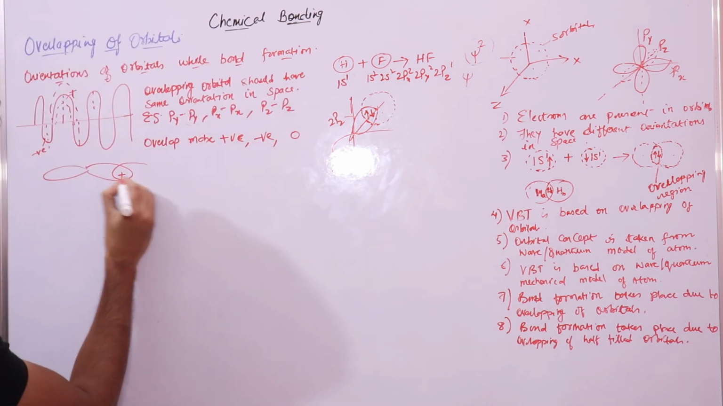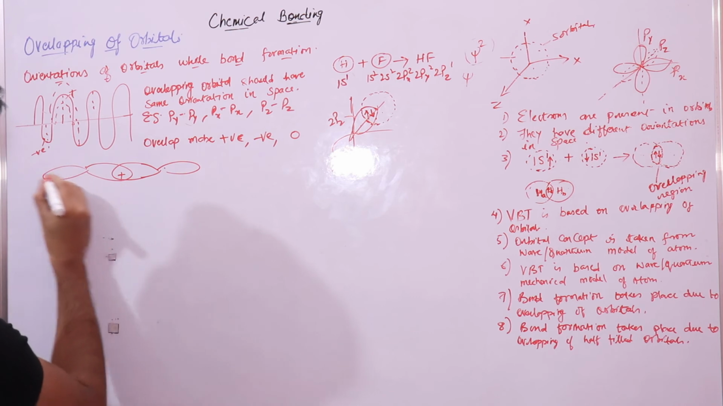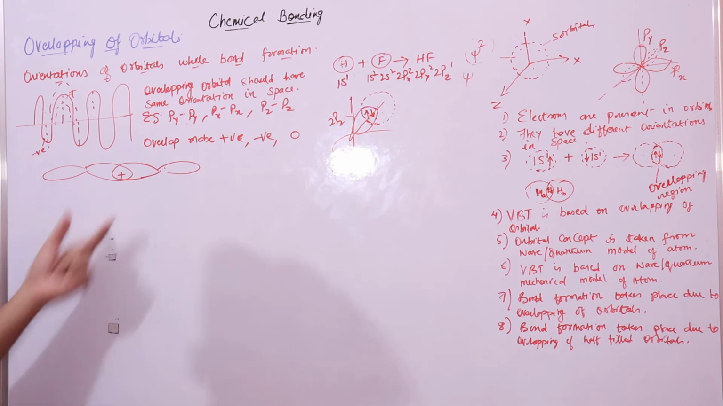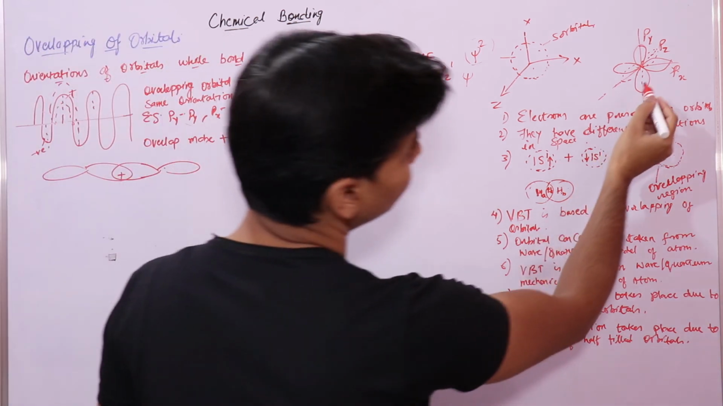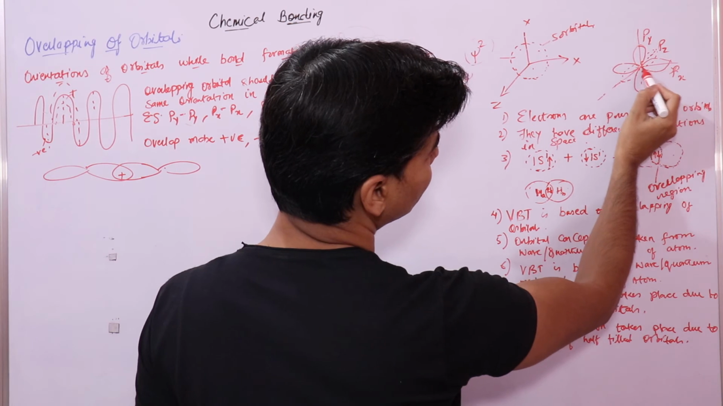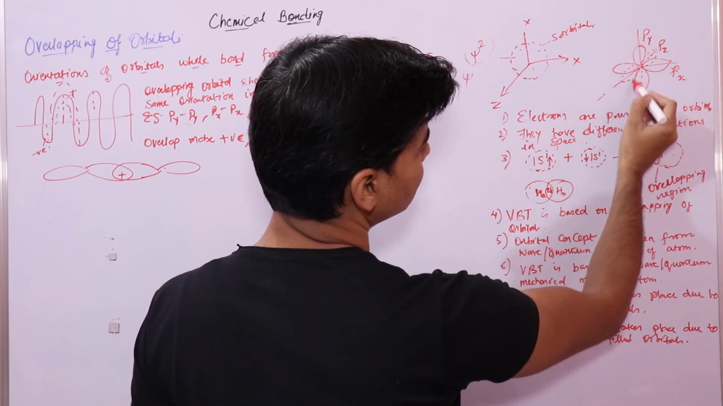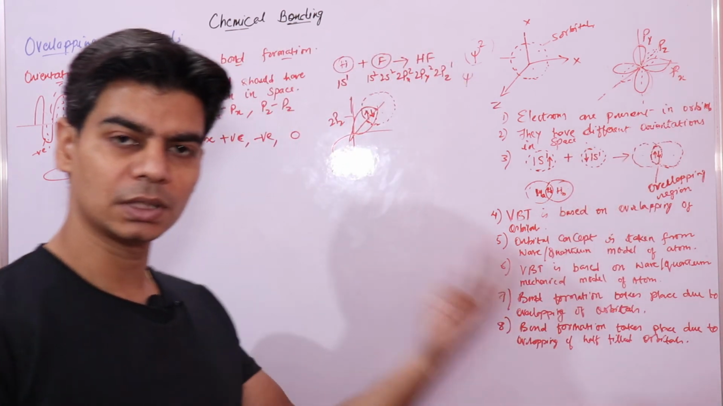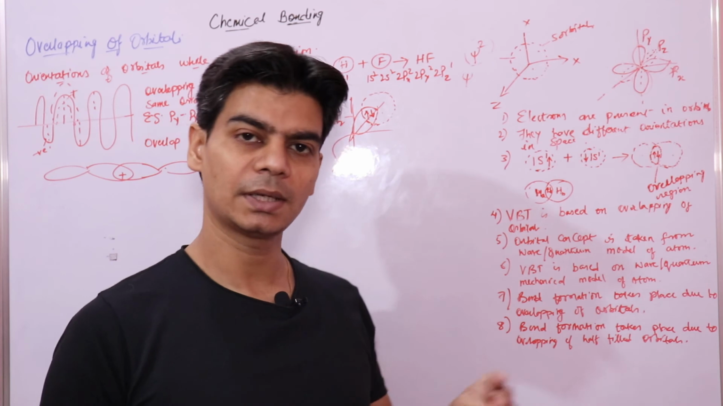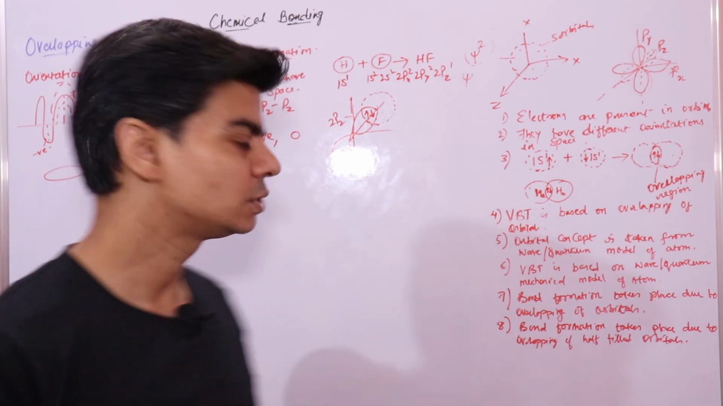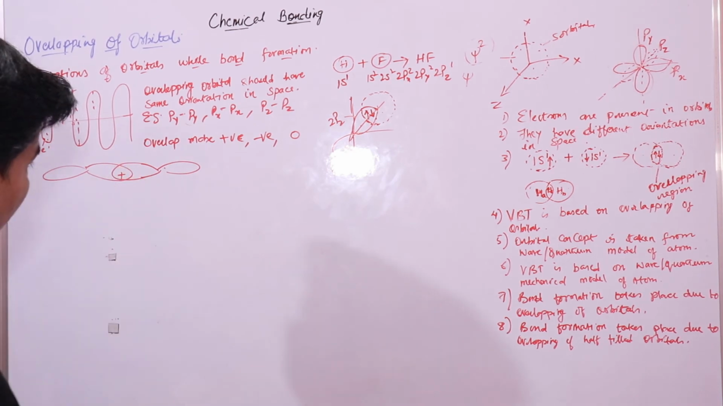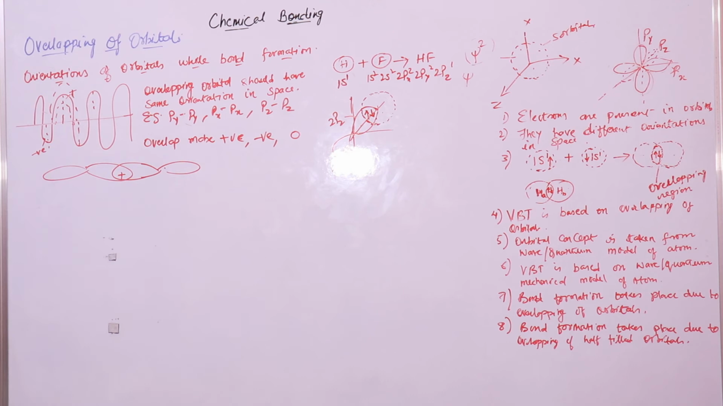So positive overlap means that orbitals that are in the same phase are interacting. That is the positive lobe. If you look at this, this is the positive lobe, this is the negative lobe, this is the positive lobe, this is the negative lobe. So a positive lobe will interact with the positive lobe of another hydrogen atom, and a negative lobe will interact with the negative lobe of another hydrogen atom or another atom. So this is the kind of overlapping. Positive is overlapping with positive.